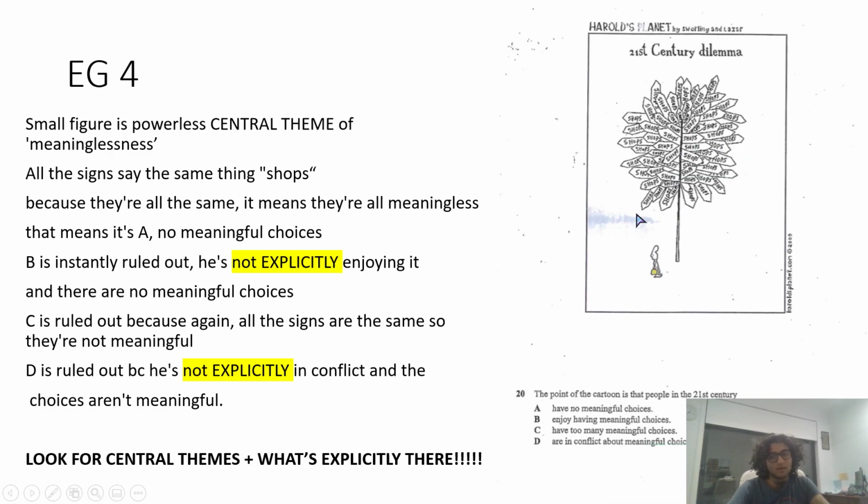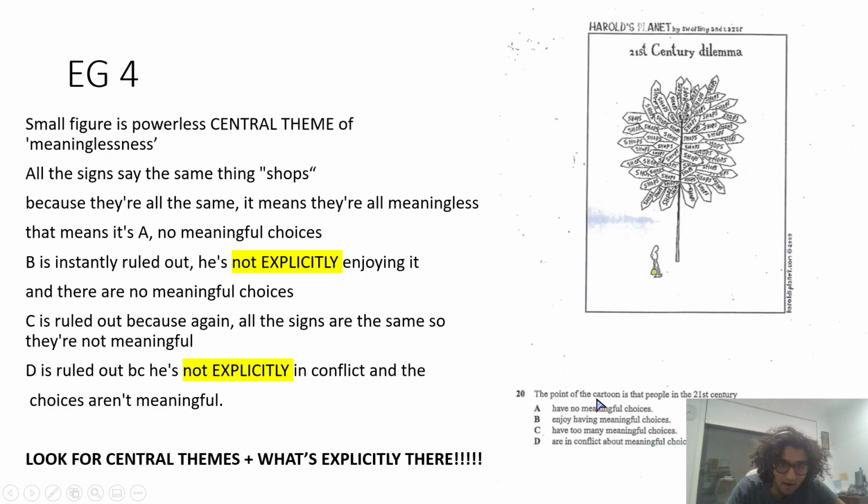So we look at it and we see this tiny figure looking up at all the possible options, which are shops. The first thing I think is this guy's powerless, right? This guy's tiny compared to all the options. And now the second thing, all the signs say the same thing, shops. This might be obvious, but remember, explicit things are obvious enough that anyone should be able to tell them, right? So because all of these things are the same, they're meaningless. That means that the answer is A. So let's look at the question.